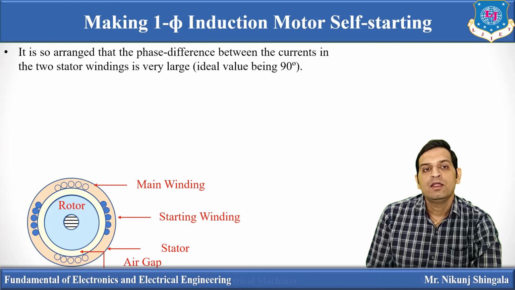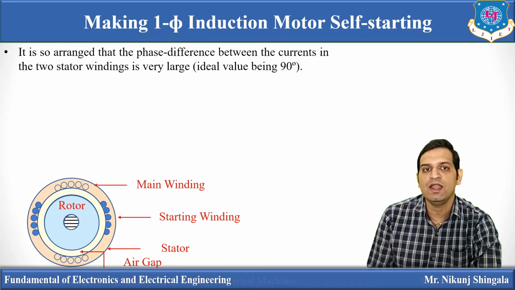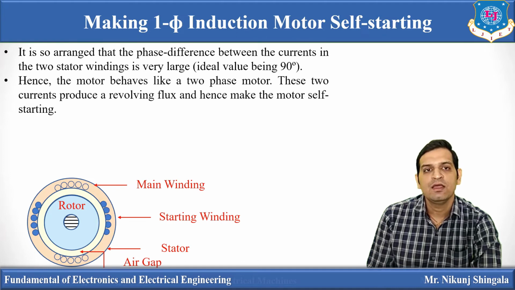It is arranged in such a way that the phase difference between the currents in the two stator windings is very large. Ideally the angle between the two currents should be 90 degrees. Hence the motor behaves like a two-phase motor, a polyphase motor, and these two alternating currents or fluxes produce a revolving flux, and hence the motor is now self-starting. So instead of a single flux, we now have two fluxes because of the two windings. So the motor becomes self-starting. A revolving flux will be there rather than a pulsating flux.